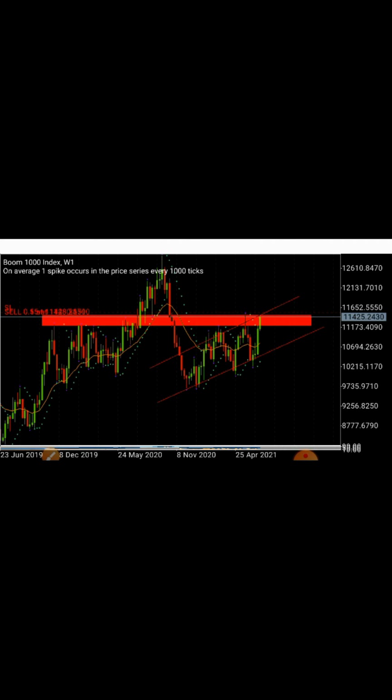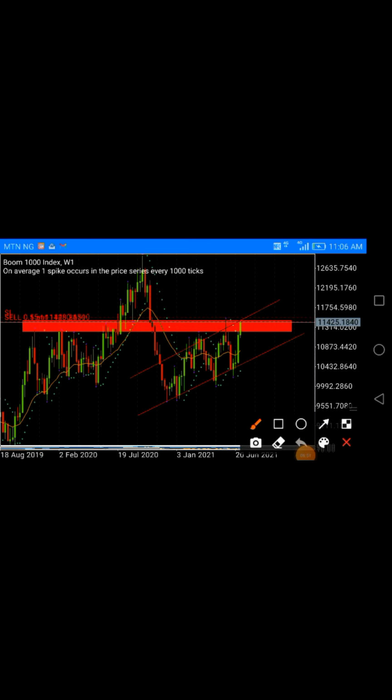Now price was rejected, beg your pardon, here, here, here, here, here. Hope you can see that all fall right inside the rectangle that I just drew. And aside from that, you can see the trend line.